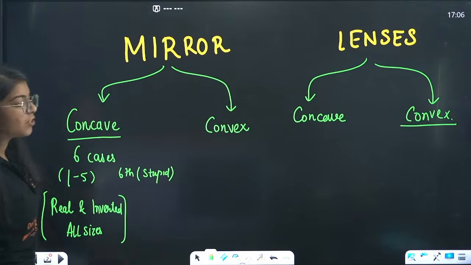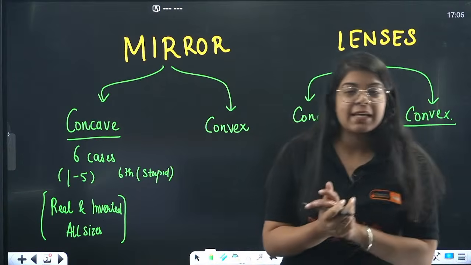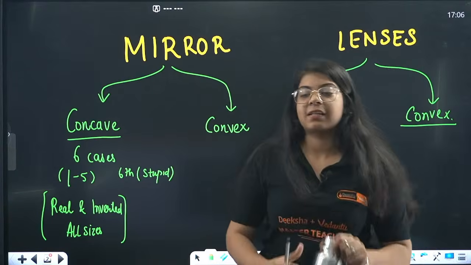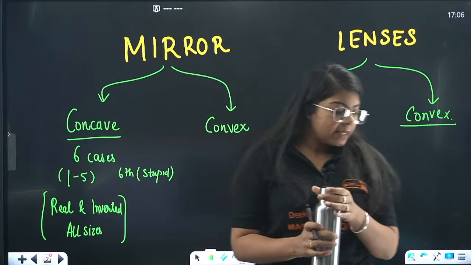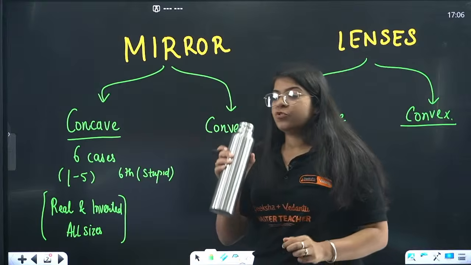And what is the nature of image in the sixth case? Tell me, what is the nature of image in the sixth case of concave mirror?